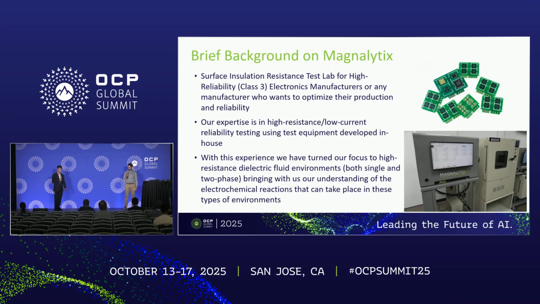We do this because process residues, if they're left on a board and that board is exposed to challenging operating conditions, can lead to expensive hardware failure from events like corrosion, electrochemical migration, and dendritic growth. So when we aren't assisting customers qualifying their manufacturing processes, we're involved in all different kinds of research within the realm of electronics reliability. One of the avenues we've spent a good deal of time researching is that of environmentally based electrochemical failures like the ones that we see in high resistance dielectric fluids.